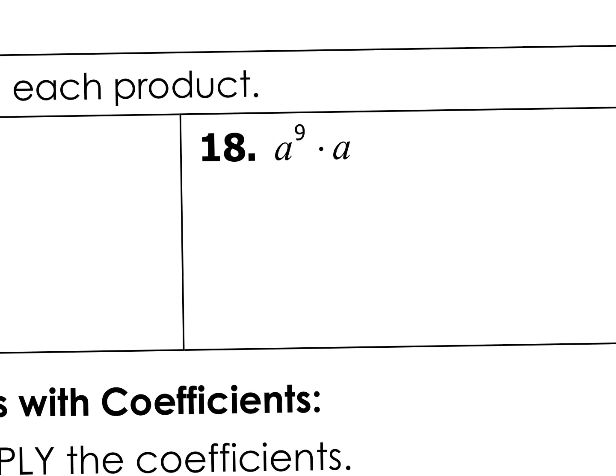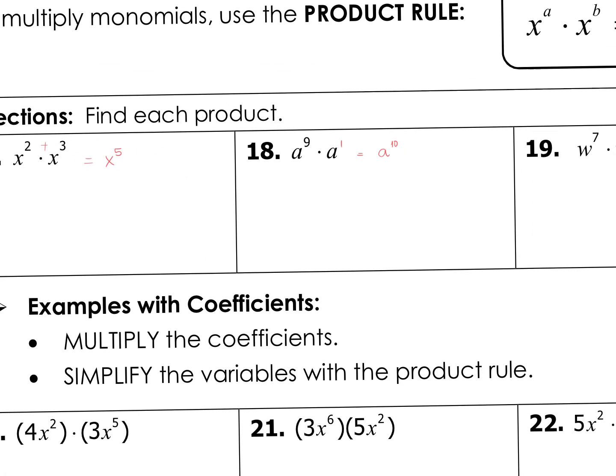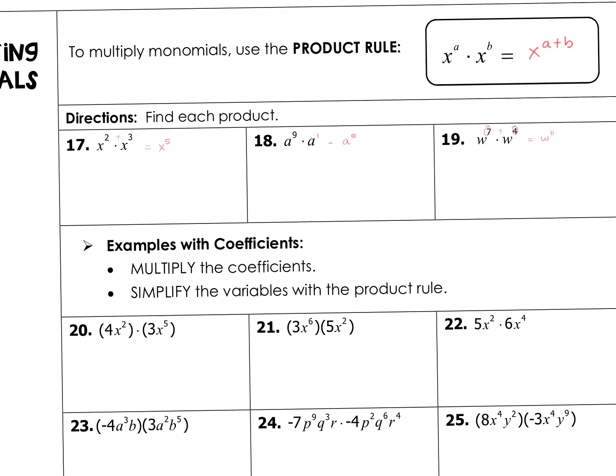Number 18, we have a to the 9 times a. A by itself means a to the first. So we add 9 and 1, we have a to the 10. Number 19, w to the 11. We add the exponents when we are multiplying them.